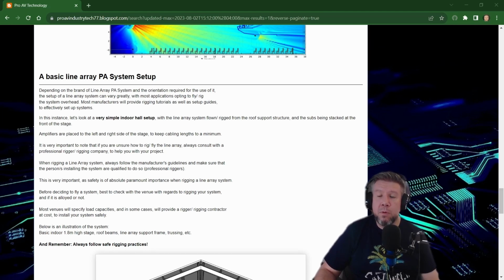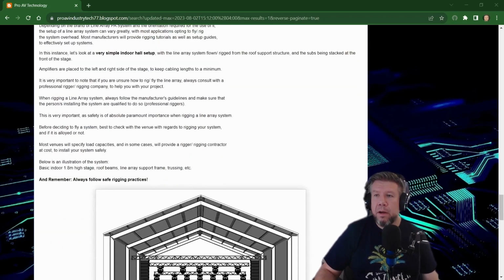Very, very important to note is that if you plan on setting up a line array system and you do intend on rigging it or flying it overhead, please do follow safe rigging practices. This is really, really important. Safety is paramount within this industry. Safety comes first with everything that we do. So when rigging a line array system, always follow the manufacturer's guidelines and make sure that the people installing the system are qualified to do so. So always make use of professional riggers. This is very, very, very important, like I said previously.